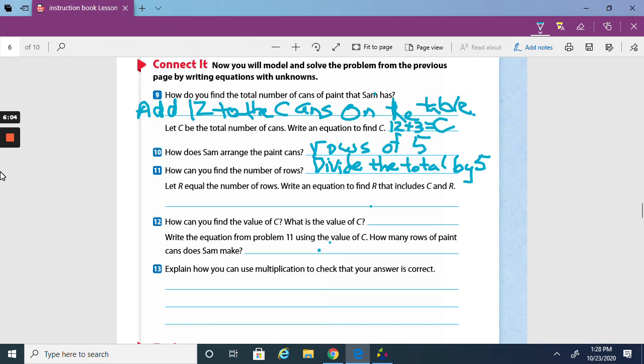Let R equal the number of rows. Write an equation to find R that includes C and R. Remember that C is our total number of cans, so you would put that first. And then how would I find R? Pause the video here and take just a few minutes to go over that or think about it yourself.